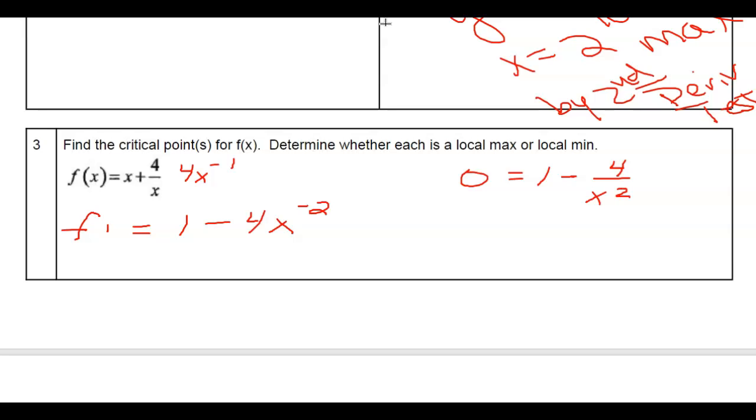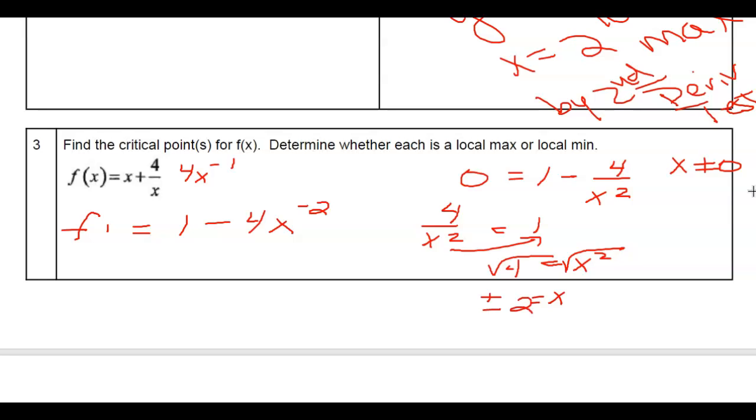Okay? So to solve this, I'm going to add to the other side. Because it's equal to 1, I can multiply by the denominator as long as x does not equal 0, because that makes this undefined. So I get 4 equals x squared, take the square root, and x equals plus or minus 2.